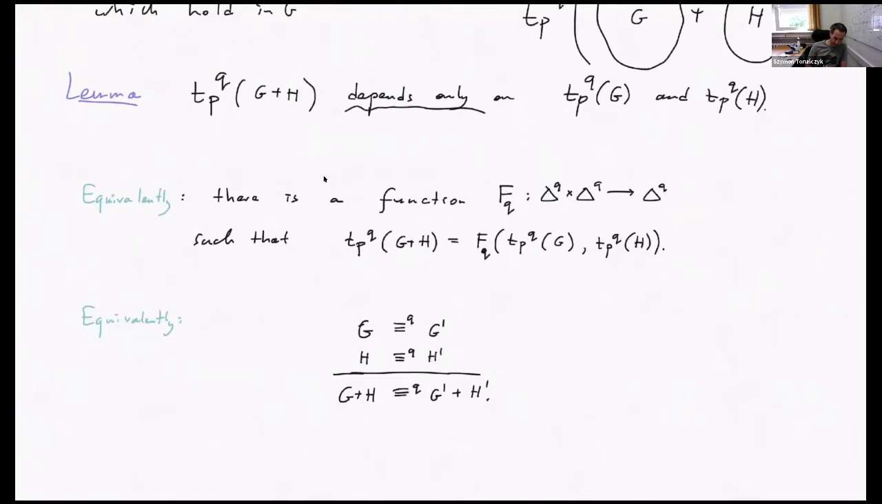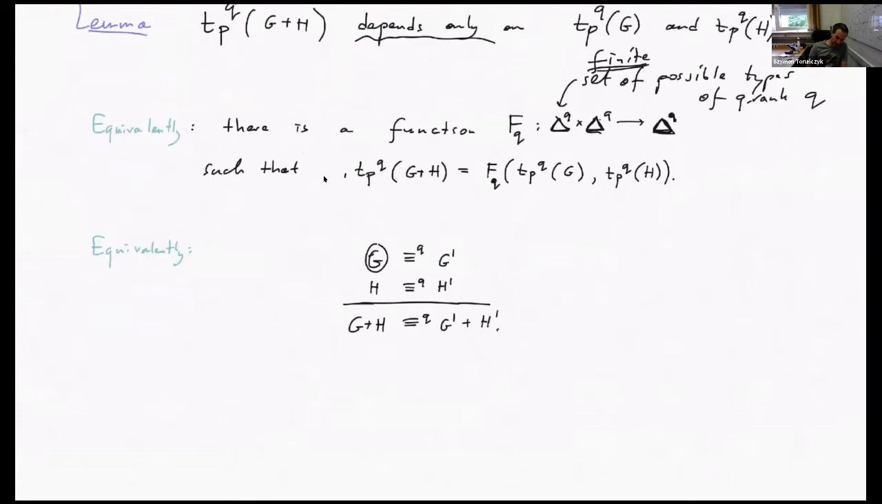Depends only means formally that there is a function which allows you to determine this type from those two types. So there's a function FQ from this set of possible types of quantifier rank Q times this set to the set itself, and recall this is a finite set, there are just finitely many possible types of empty tuples, so single graphs, entire graphs, such that the type of the disjoint union of G plus H is the result of this function applied to those two types.